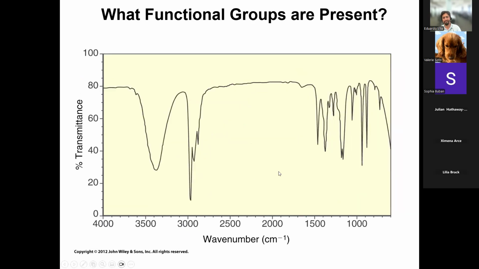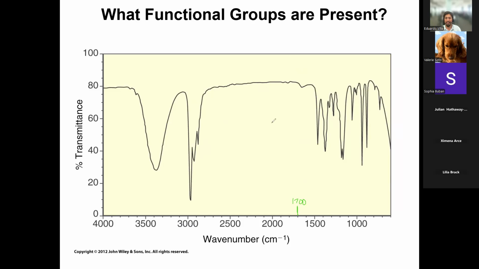What about here? First thing you should look at is 1,700. Here's 1,700. Do you guys see anything there at 1,700? Are there any peaks? It's a yes or no question. Right? No, that's right. Thank you. Yes, there are no peaks at 1,700.